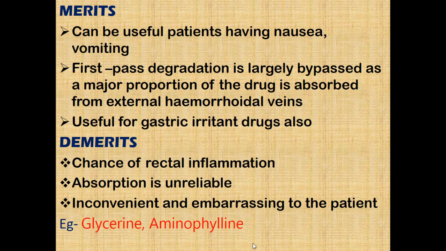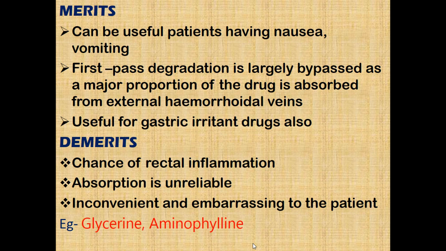Next, absorption is unclear and unreliable, because you don't know how much drug is absorbed from the rectal route, because sometimes the external hemorrhoidal veins will contract or relax. That's why the blood supply will not be constant, and you will see unreliability in the absorption. Then it is inconvenient and embarrassing to the patient. If you give the patient the choice, this drug you can take orally or rectally, what do you prefer? Automatically patients will prefer oral because it's easier. But the rectal route is inconvenient and embarrassing to the patient.